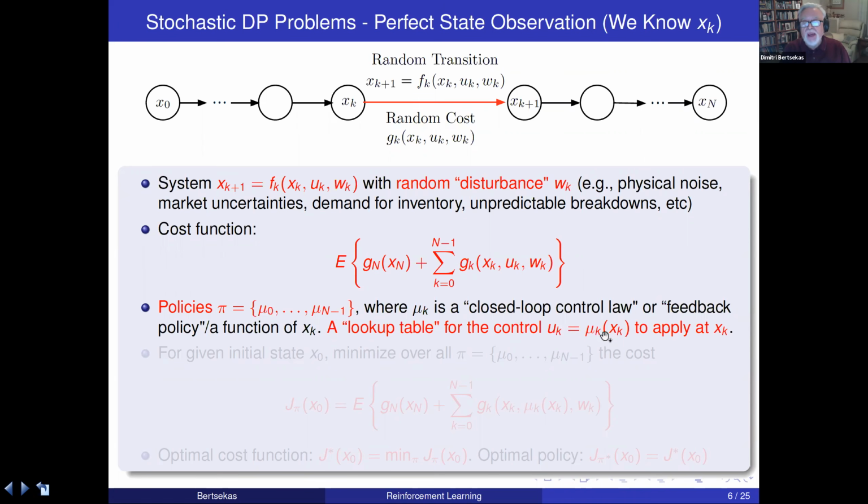And by the way, these are functions of the state, and we assume that we know the state at time k. We're dealing with a problem of perfect state observation, where at every stage, we observe perfectly the state.